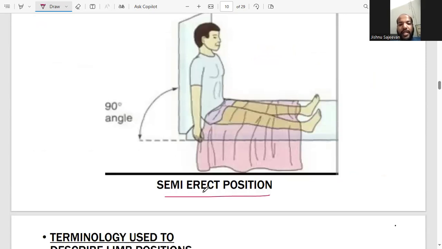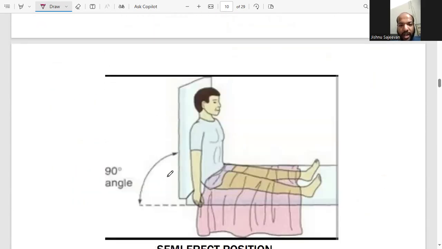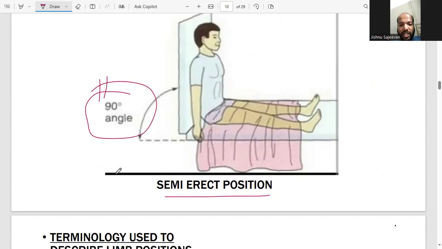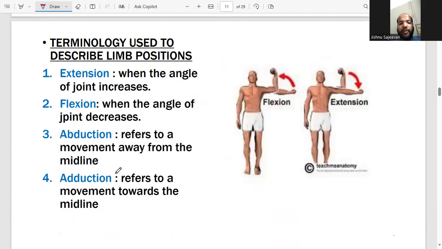This is the semi-erect position. There are two erect positions, that is the standing erect position and the sitting erect position. This is known as sitting erect or semi-erect. Here, the trunk of the body and the head of the patient is at 90 degrees. In the image itself, you can see that the patient is at a 90 degree angle. Then we are going to the next slide.